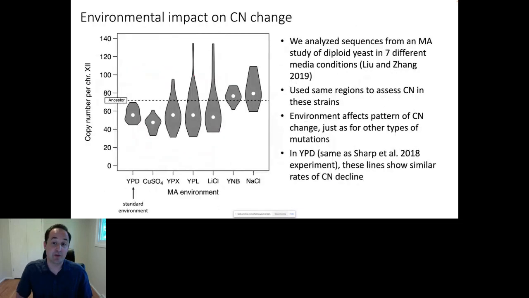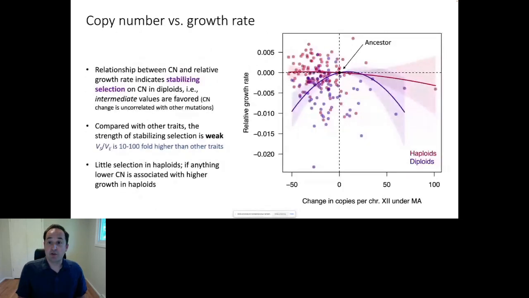Just briefly, I wanted to test whether this was true in that other set of MA lines from a different lab. In their standard YPD environment, that's also what we see in those strains, as well as lots of variation across environments in the pattern of change. The relationship between copy number and growth rate suggests that there could be stabilizing selection on this locus, at least in diploids, with intermediate values being favored, and high or low copy number being disfavored by selection. We can calculate the strength of stabilizing selection in this region and conclude that it is fairly weak and perhaps non-existent in haploids.